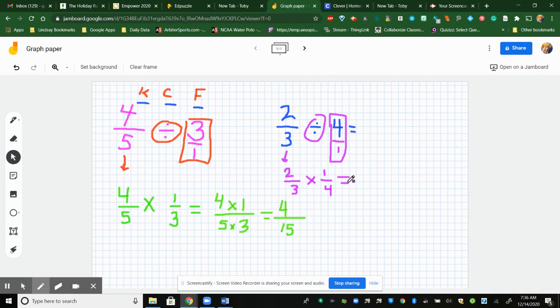So now I'm just going to multiply straight across. So we have 2 times 1 and 3 times 4. And that gives us 2/12. Or if we have to simplify it, make it an equivalent fraction, both of these are divisible by 2, so that could be 1/6. So, and there you are. That is a division of a fraction by a whole number.